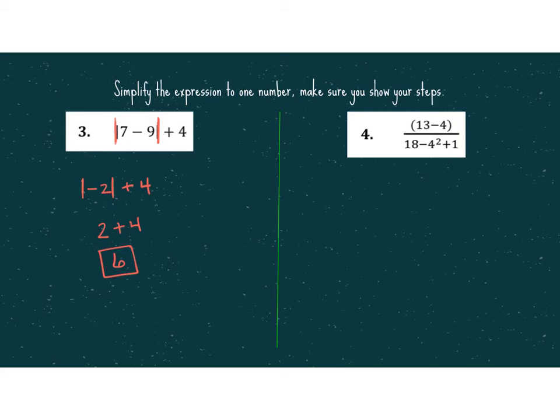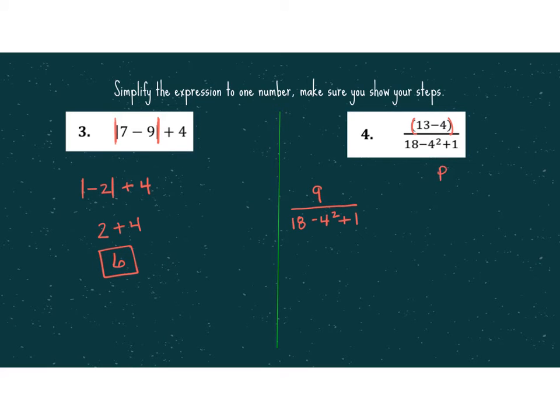Okay? On the next one, we're going to take the top and the bottom and treat them just a little bit separately. So the first thing we're going to do is look at parentheses, look at the top, and I see I have parentheses at the top. So the first thing I'm going to do is take 13 minus 4. 13 minus 4 is 9, so I'm going to leave my 9 at the top, and then I'm just going to rewrite what I have on the bottom. So 18 minus 4 squared plus 1.